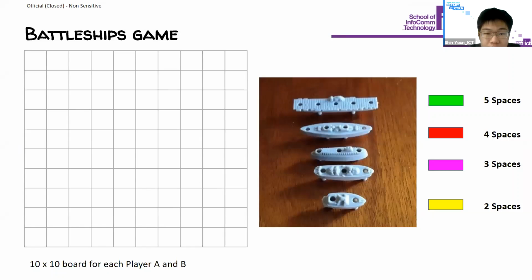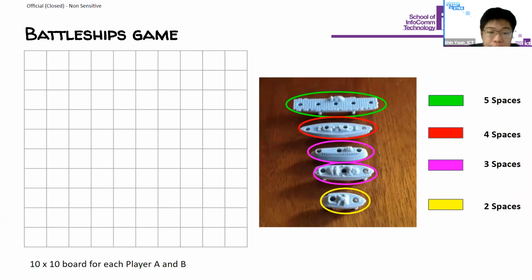A player will have 5 ships of different classes. Each ship occupies consecutive squares on the grid, which will be determined by their type. Firstly, the carrier class, highlighted in green, occupies 5 spaces. The battleship class, highlighted in red, occupies 4 spaces. The cruiser and submarine classes, highlighted in purple, occupy 3 spaces. And lastly, the destroyer class, highlighted in yellow, occupies 2 spaces.